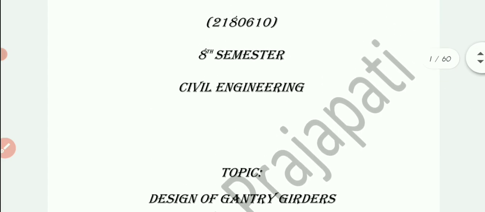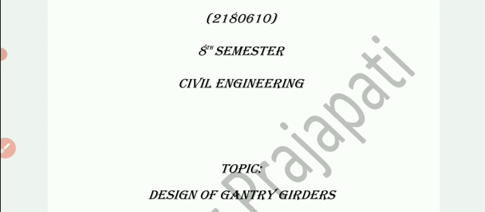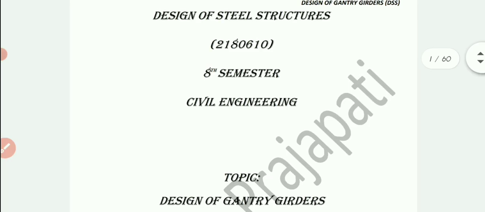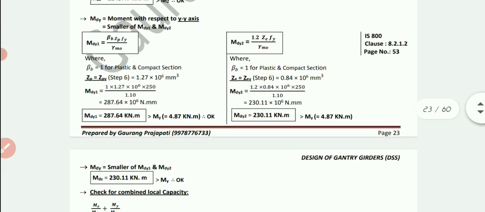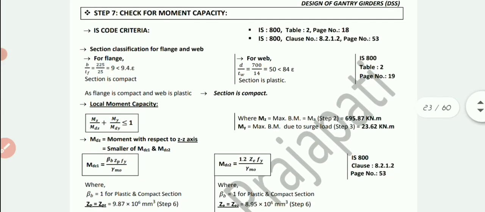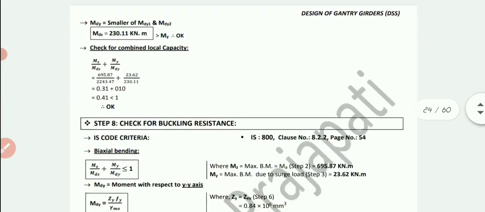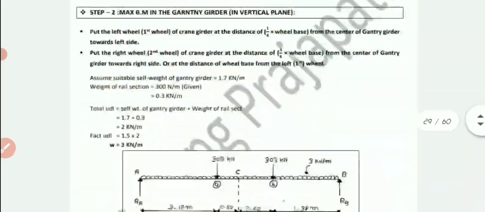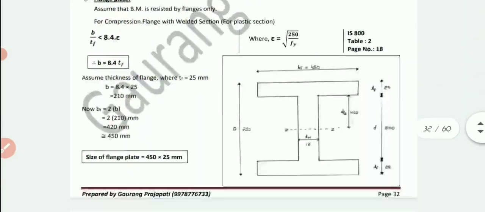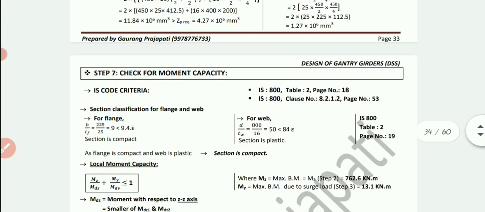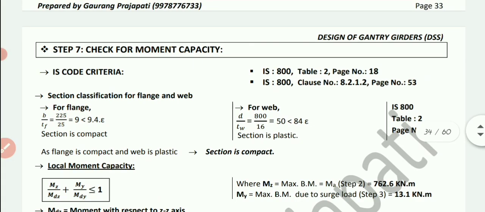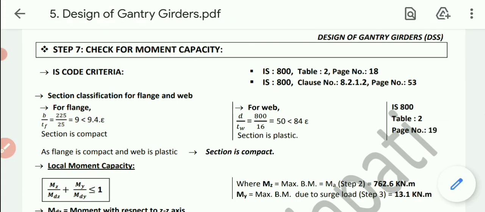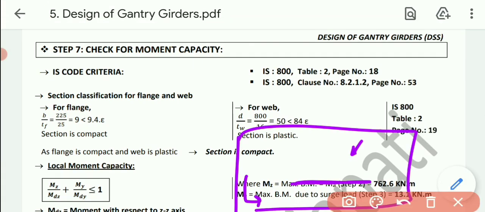I was covering the video of design of gantry girders in the previous video. I am continuing the same topic of the subject design of steel structure, 8th semester civil engineering. In the previous video, I was designing the gantry girder carrying the manual crane girder, and we have covered the first 6 steps. Now in this one I am continuing with step number 7. So let's start with step number 7.